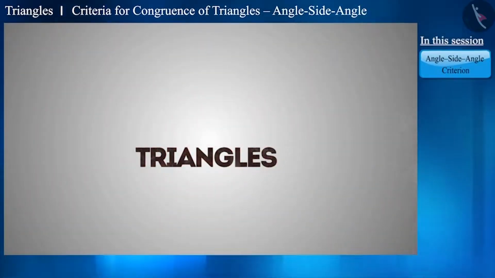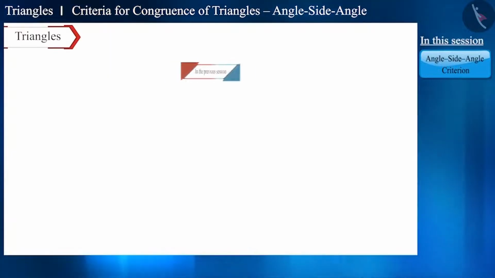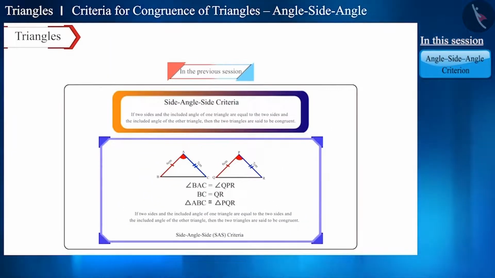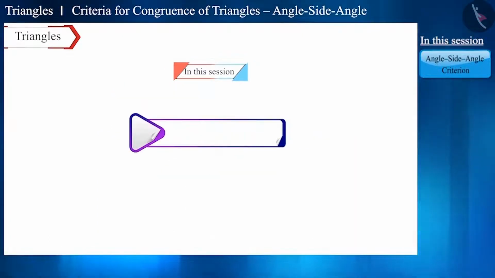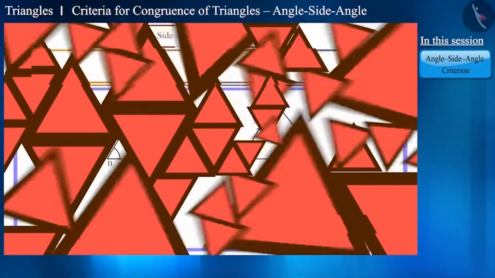This video is on triangles. In the previous video, we discussed the side angle side criterion, that is the SAS congruence rule, out of the congruence rule criteria of a triangle. Today we will discuss the next criterion of congruence of triangles, that is the angle side angle criterion.